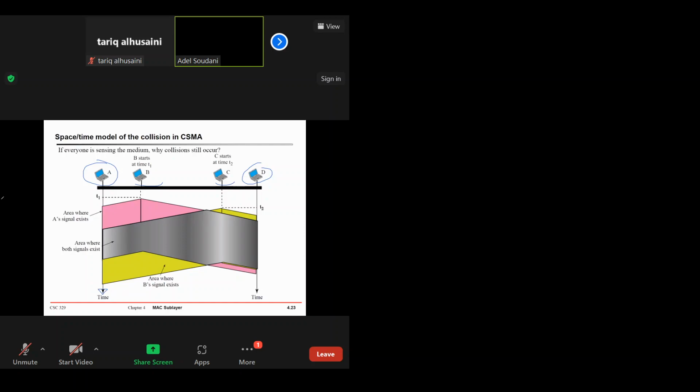Now let us suppose that at the instant T1, machine B decides to send data. That's what you see here with this color. This is the transmission time. The signal will propagate in this direction, but it will also propagate in this direction.